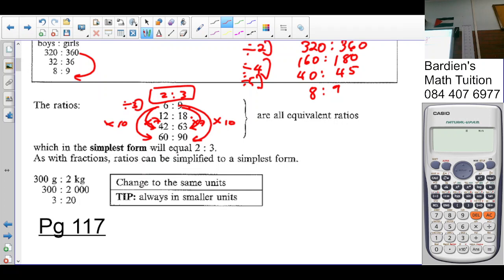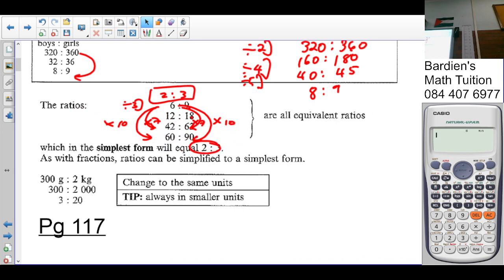And we said here, which in the simplest form will be 2 is to 3. I highlighted that from the beginning. As with fractions, ratios can be simplified to a simplest form. Okay? As with fractions, ratios can be simplified to a simplest form. Then we are given 300 grams.